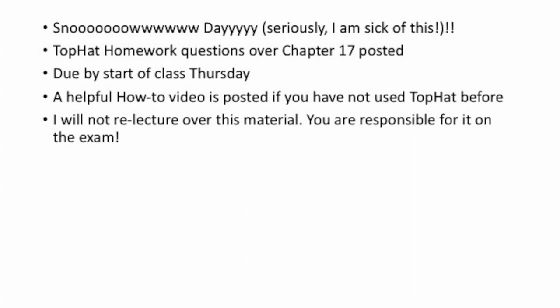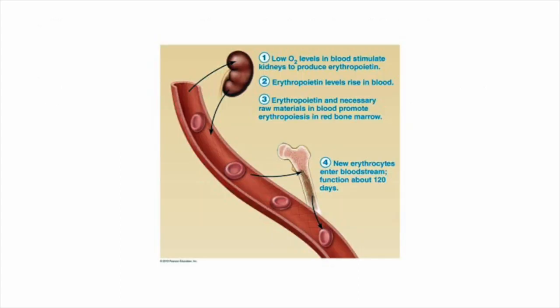I am picking up in chapter 17 around slide 41, 42-ish. We had just finished talking about erythrocytes, and we wanted to talk about what happens after the 100 to 120 day period, once an erythrocyte has started to lose its function. It either starts to lose flexibility or the hemoglobin starts to break down and it needs to be degraded.